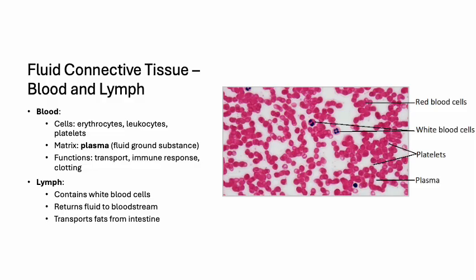Fluid connective tissues include blood and lymph, both of which play major roles in transport and defense. Blood consists of cells such as red blood cells, white blood cells, and platelets suspended in a fluid matrix called plasma. Its functions include transporting gases, nutrients, and waste, defending against pathogens, and enabling clotting. Lymph is a clear fluid that contains white blood cells and is part of the immune system. It returns excess fluid to the bloodstream and transports fats from the digestive tract.